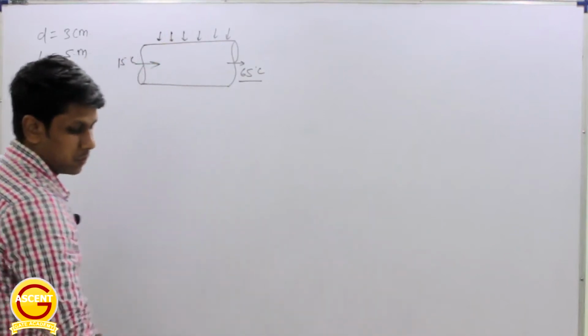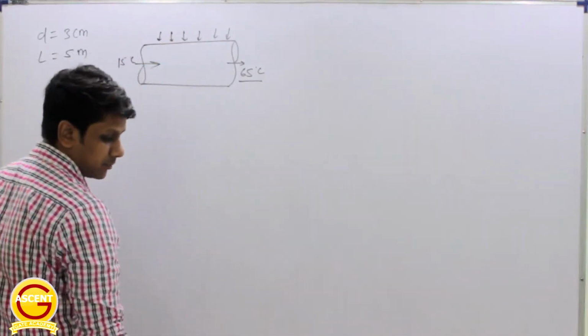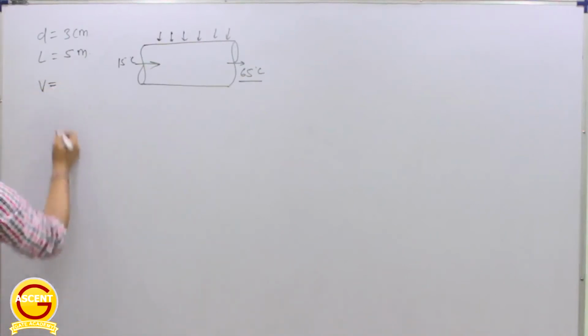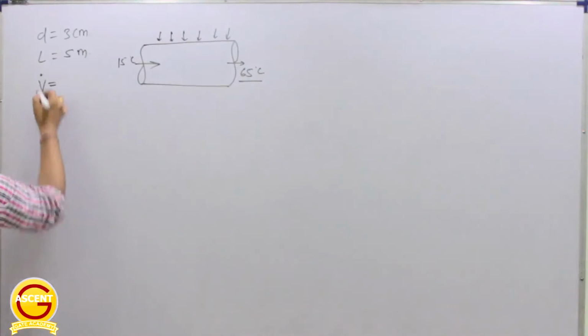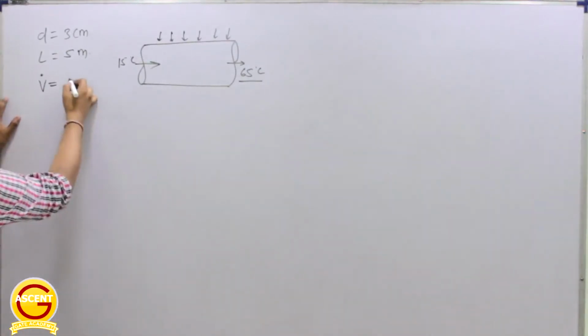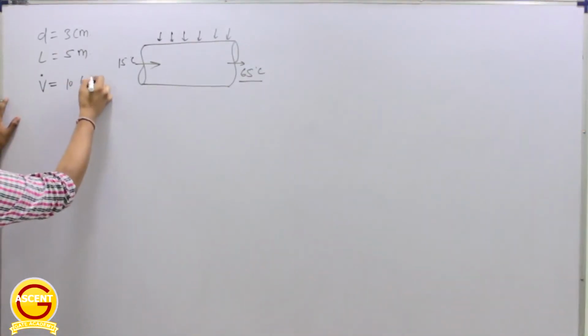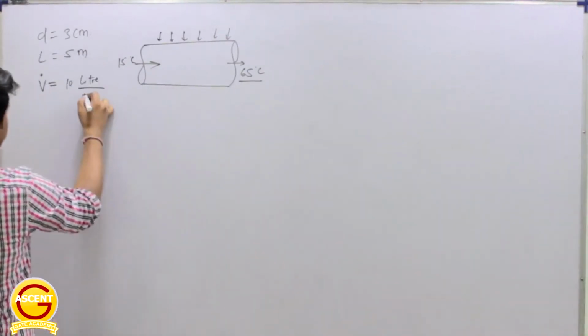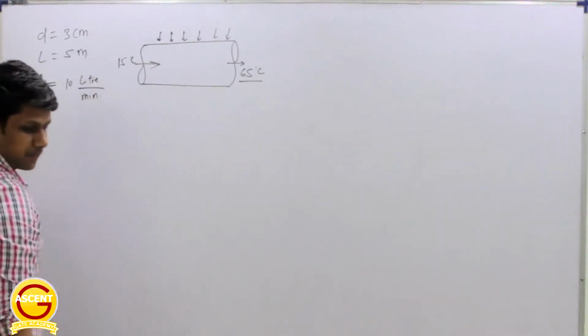Now he has given the flow rate of water as 10 liter per minute. So let's say it is V, the volume flow rate, or V dot. Okay, so volume flow rate is given as 10 liter per minute, I guess, right? Yeah, it is 10 liter per minute.